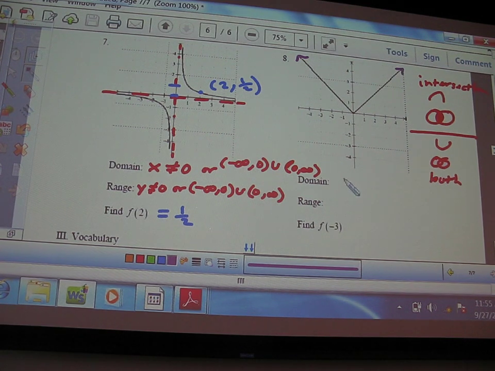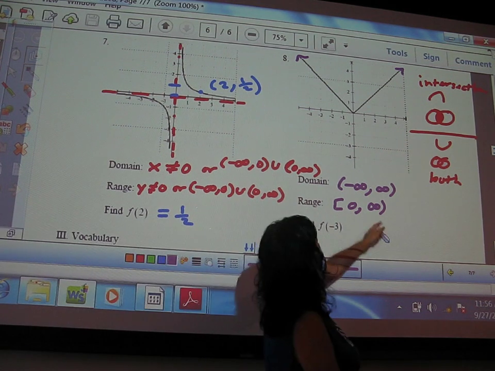Negative infinity. Callie, what'd you get for the rest of the domain and the range? All of them. Great, and what'd you get for your range? 0 with a square bracket and positive infinity. Positive infinity, perfect. Okay, because it can be equal to 0, and it goes up to infinity.